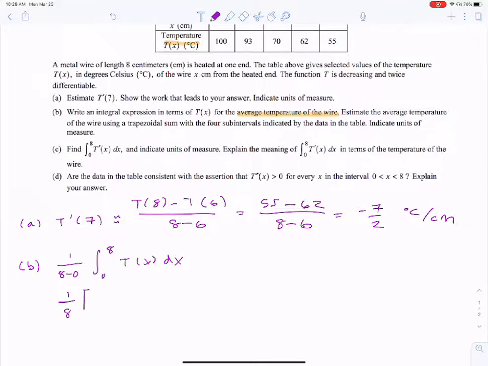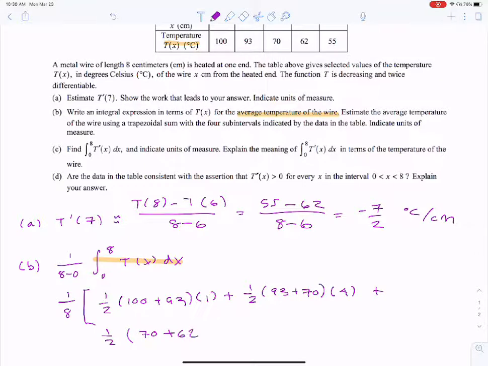So I'm going to say 1/8, and now I'm going to calculate this integral value. The way I'm going to approximate it is I'm going to use the table values and come up with trapezoids. Remember, for the trapezoids, it's going to be the average of the bases. So 1/2 of 100 plus 93 times the height. The first height is 1. Now I'm going to go to the second trapezoid. That's 1/2 times 93 plus 70, and that base is 4, plus 1/2 times the next one. I left off at 70, so I think it's 70 and 62.